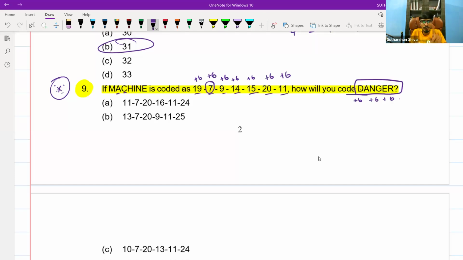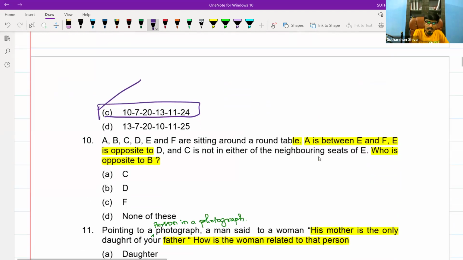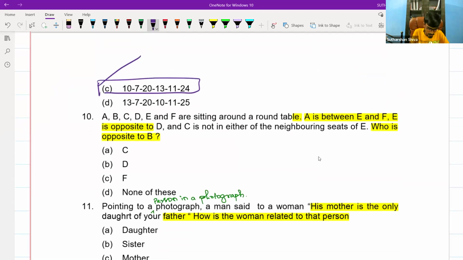D's value is 4. 4 plus 6 is 10. A's value is 1. 1 plus 6 is 7. So 10, 7 is the answer, right? Just wait. Go and check with the options. Don't do anything else. 10, 7 is only in option C. That's it. Fine. You don't even need to complete it unless there is a similar option existing. Then come to question number 10.